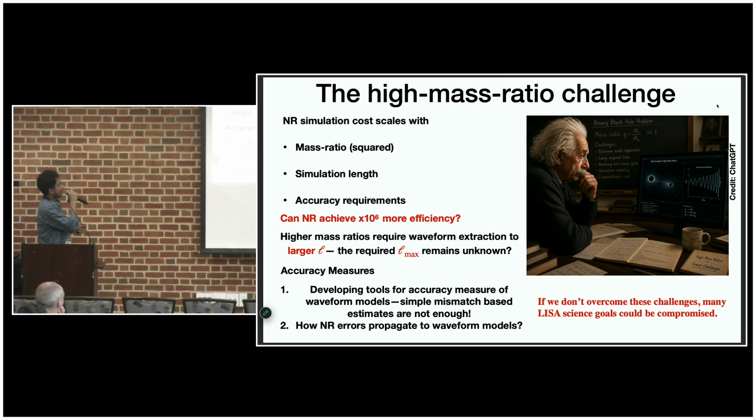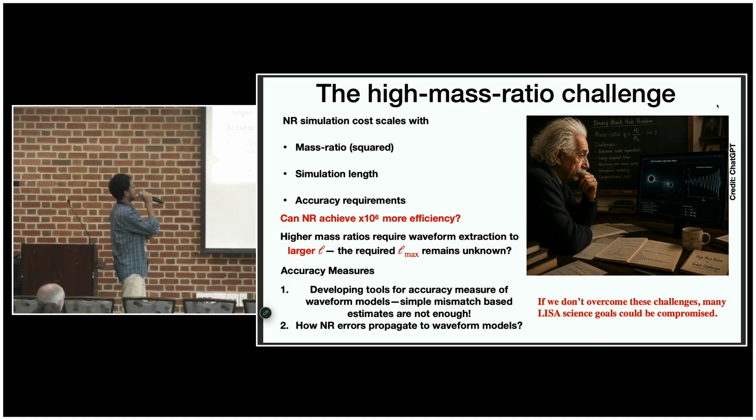So here is my last slide. I just summarized the challenges in this challenging parameter space. Simulation costs scale with mass ratio squared and simulation length, and with accuracy requirements, and we need insanely accurate waveforms for LISA if we want to extract science goals like fundamental science, tests of GR, etc. Can NR achieve 10^6 more efficiency? We probably need a different formulation of our current code to achieve this goal.